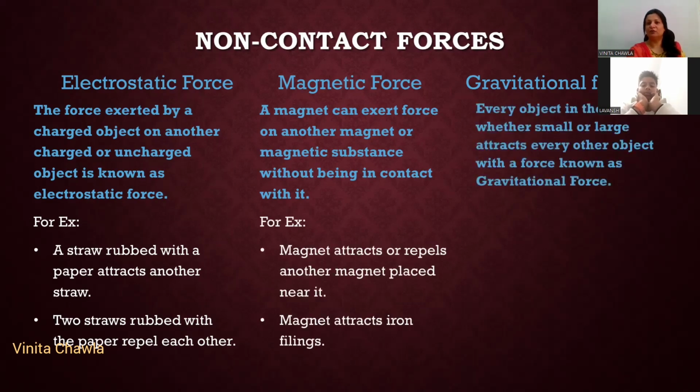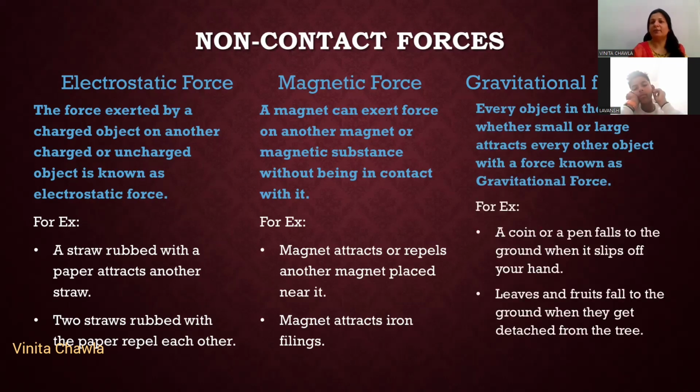And gravitational force, we all know that every object in the universe attracts every other object with a force known as gravitational force. A coin or a pen falls on the ground when it slips off your hand. Leaves and fruits fall to the ground when they get detached from the tree. So these are the examples of gravitational force. Easy?